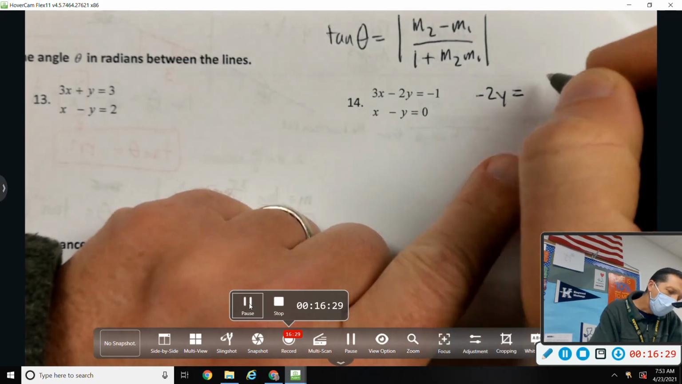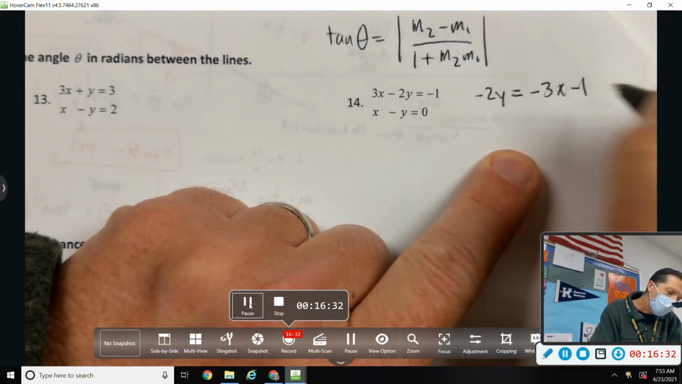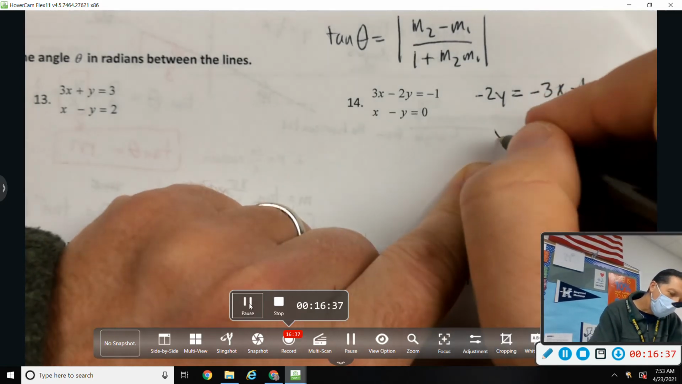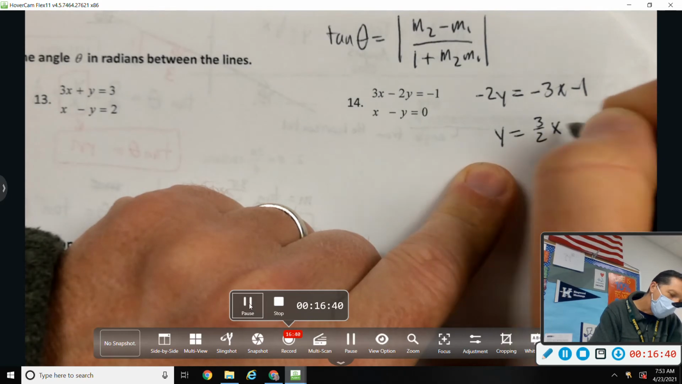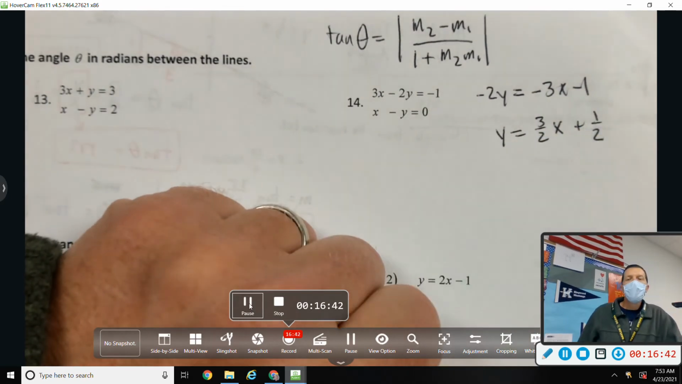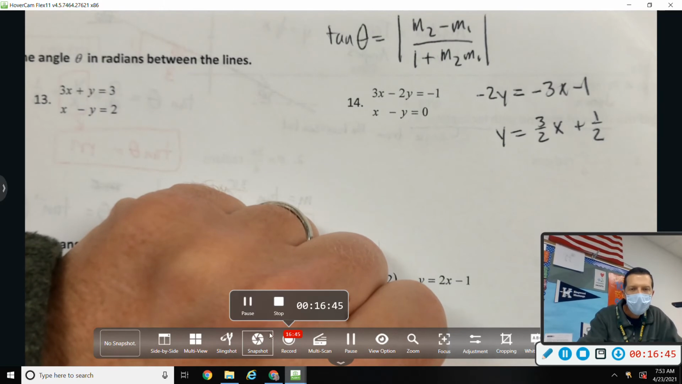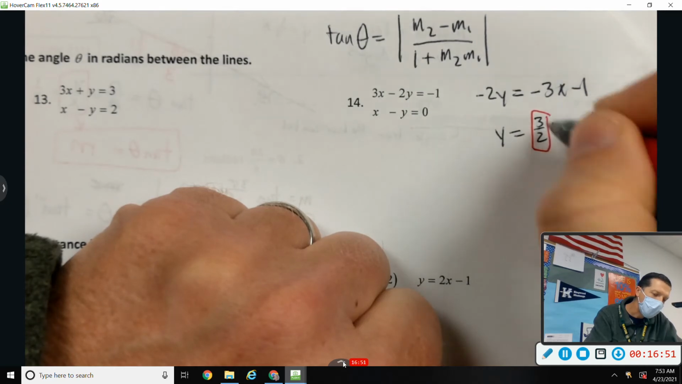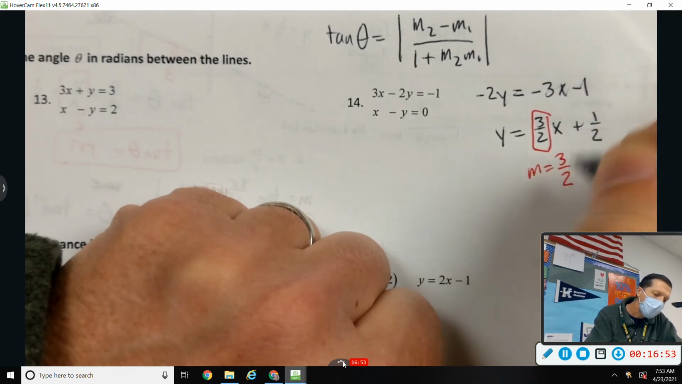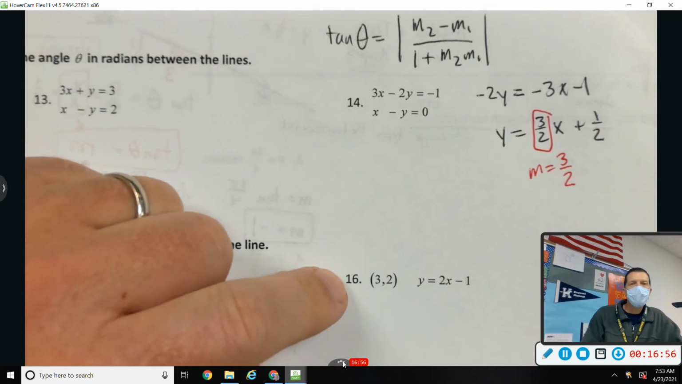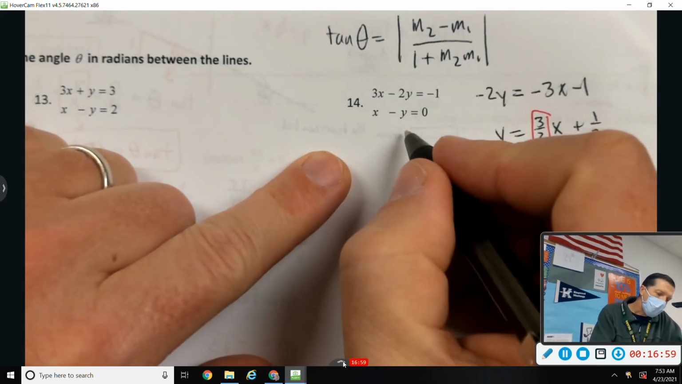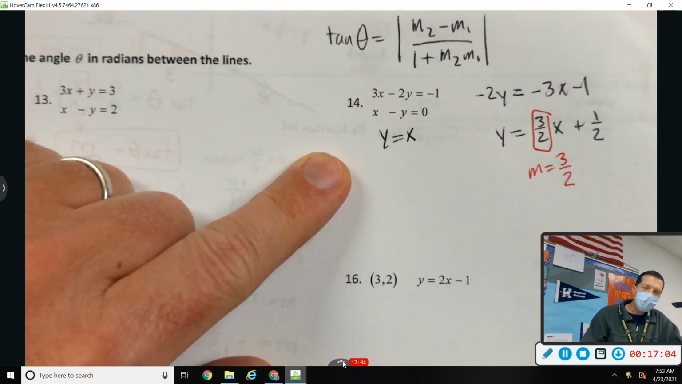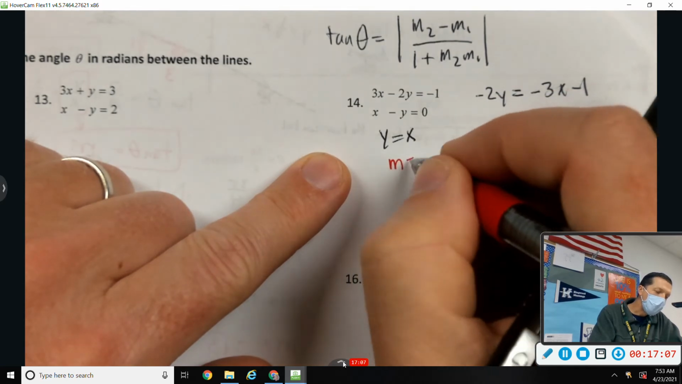So a couple ways to do it. I could subtract the x over, and then I could divide by negative 2. Okay, how's that help me? What's the slope now? 3/2. Good. You remember your Algebra 1 days. And how about the other one? Let's see, that's just y equals x. So what's the slope of that line? 1, right? To grab the coefficient of x.